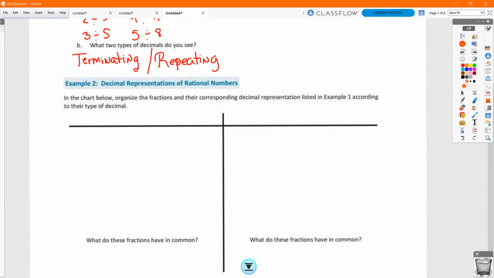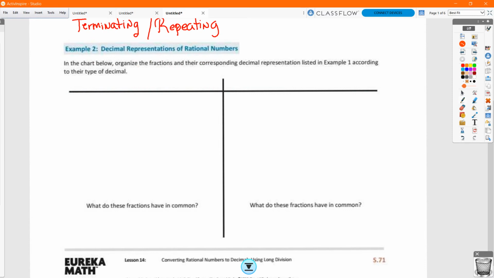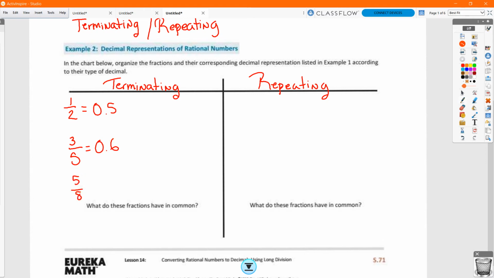So in the chart below, organize the fractions and their corresponding decimal representations listed in example 1 according to their type of decimal. We are going to put terminating decimals here and repeating decimals here. Now I know 1/2 is a terminating decimal. It's 0 and 5/10. I know that 3/5 is a terminating decimal. It's 0 and 6/10. I know 5/8 is a terminating decimal. I believe it's 0.675, I think.